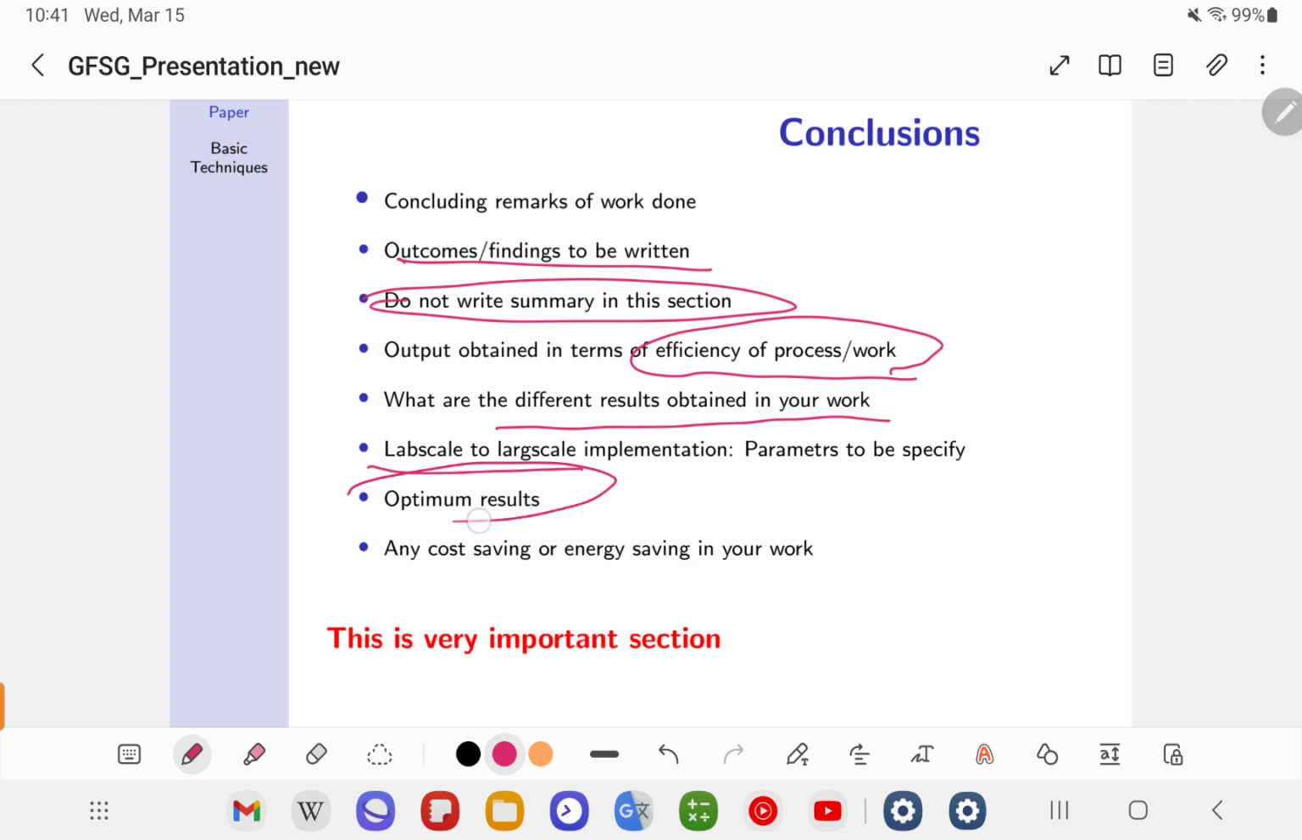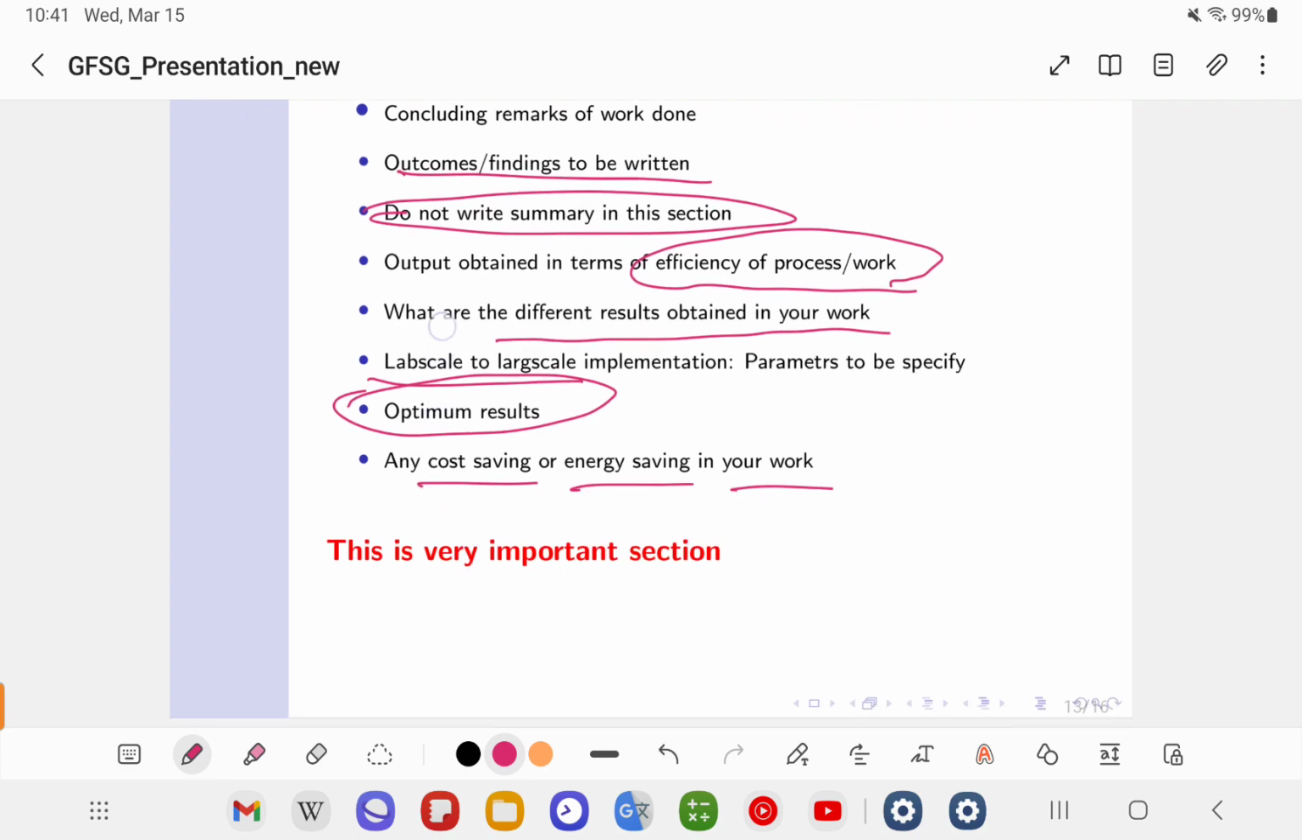Do not forget to mention optimum results. If you have carried out experiments with respect to time, at which time you got a better result, that is the optimum time. If you have done different temperatures, at which temperature you got optimum results. Is there any cost saving or energy saving in your work? Of course, that will be useful for the industry or even in the society. Remember, this is a very important section.